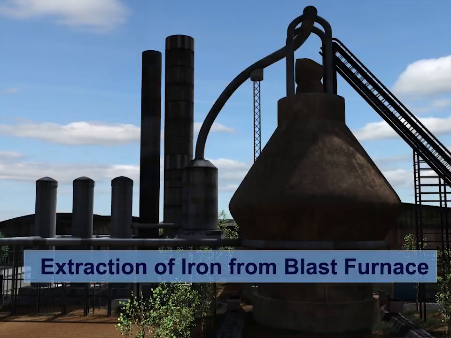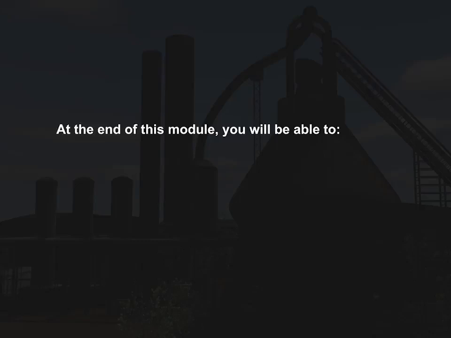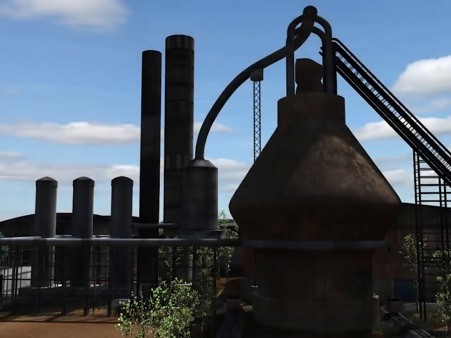Extraction of iron from blast furnace. At the end of this module, you will be able to describe the working of a blast furnace. Let us now find out how iron is extracted from its ore in the blast furnace.